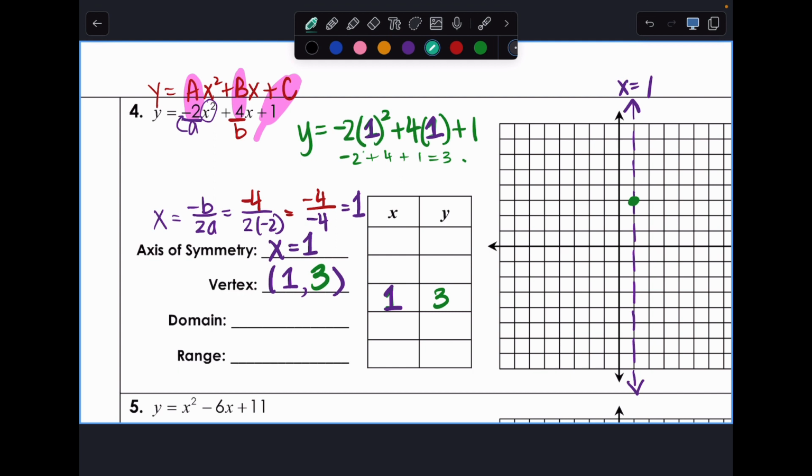All right, 2 numbers before, 2 numbers after. 2 numbers before 1 is 0 and then -1. And then 2 numbers after: 2 and then 3. Okay. So plug and chug for each one.